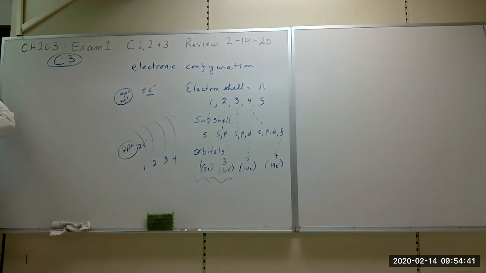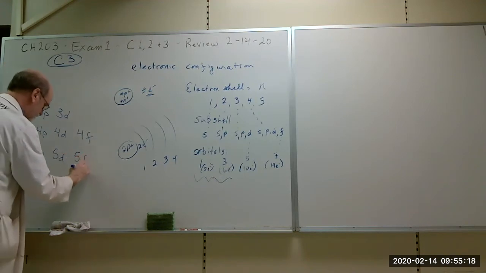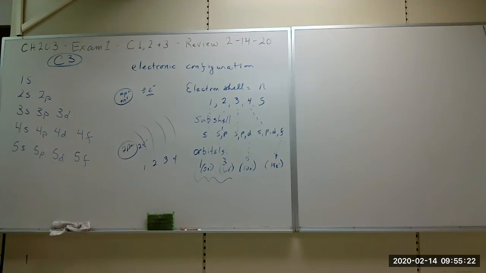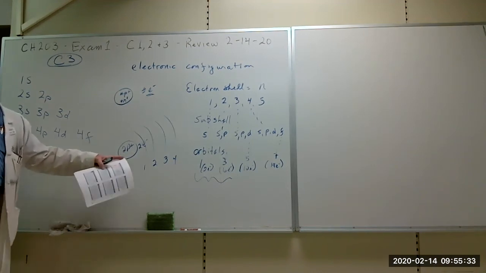So if we write all the shell subshell combinations in sort of a list, okay, and 3 can have what? 3s, 3p, 3d, and then 4 can have 4s, 4p, 4d, 4f, and 5 can have s, p, d, f. You can actually go up higher than that. But we don't need them, right? Because there are not enough elements in the periodic table to get into the g's and the higher.